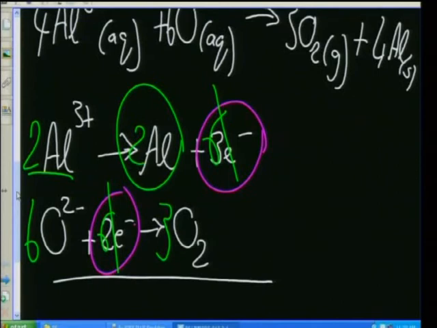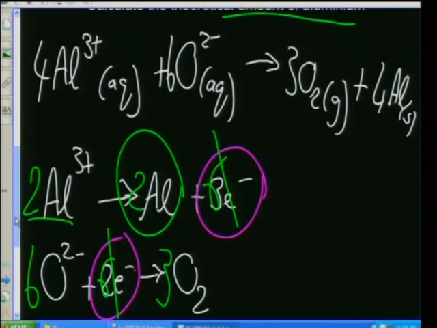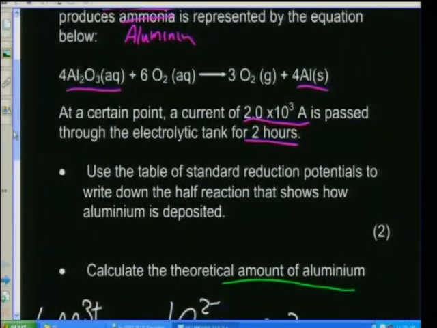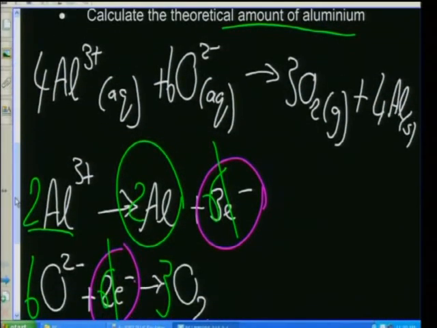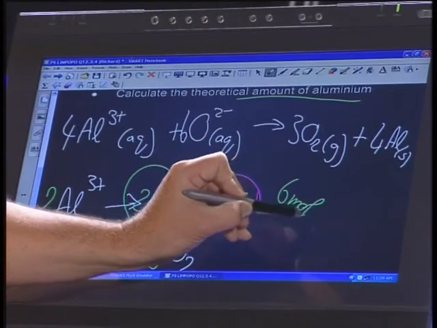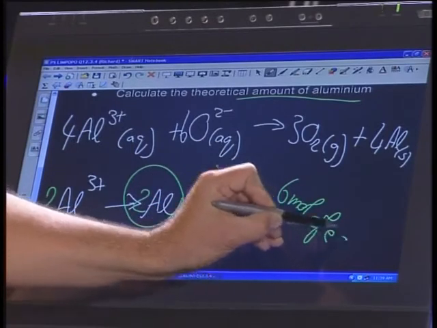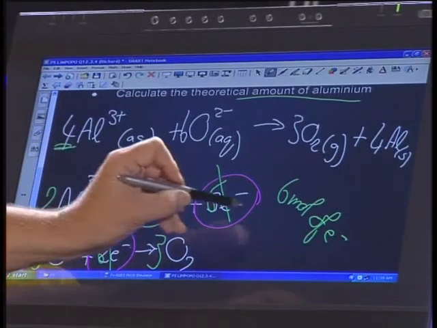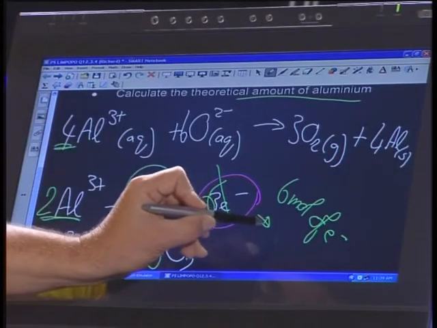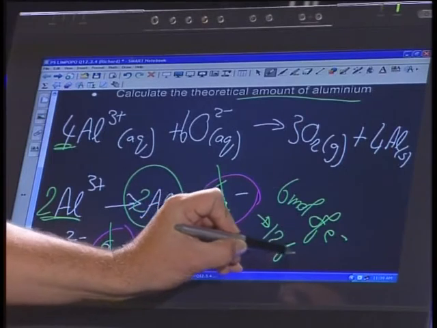I'm not finished yet, because to get this all sorted out and nicely balanced, what I'm going to need to recognize is that 2 moles of aluminium is going to give me 6 moles of electrons. And what my equation told me is, no, you haven't got 2 moles, you've actually got 4 moles. So actually what I must work with is 12 moles of electrons.